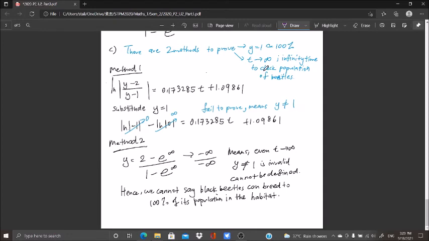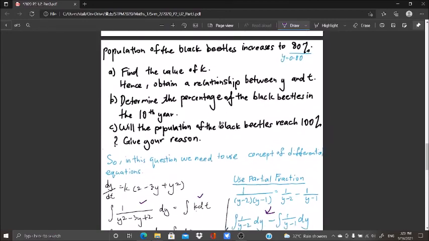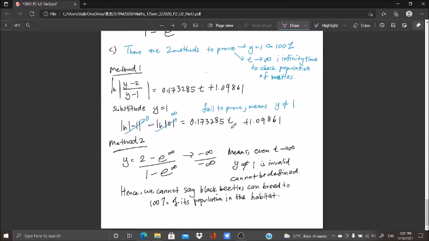So there are two methods to prove that y equals 100%. First, we let y equals 1, because 1 equals 100%. Second, we let t approach infinity to check the population of beetles. We need to check the population of black beetles, and we need to do the mathematical reasoning. We refer to method 1. You can find that we fail to prove that y equals 1, because when we substitute y equals 1, this thing becomes infinity, and this thing becomes ln of negative 1. So none of these are valid. So y is impossible to be 1.